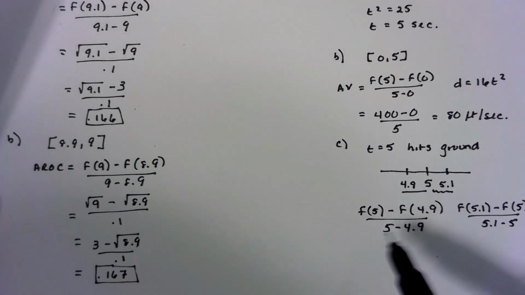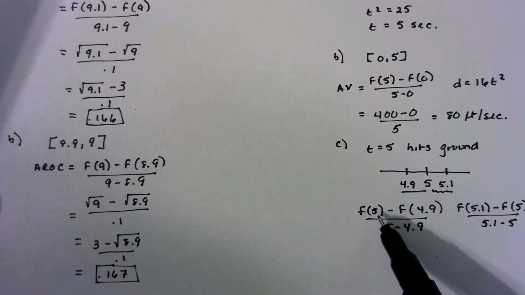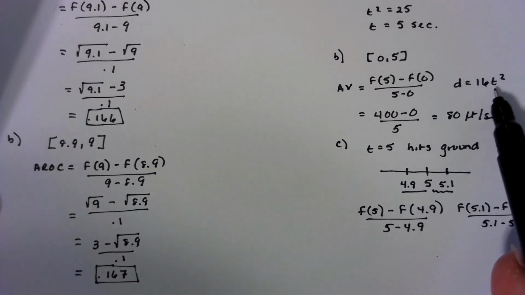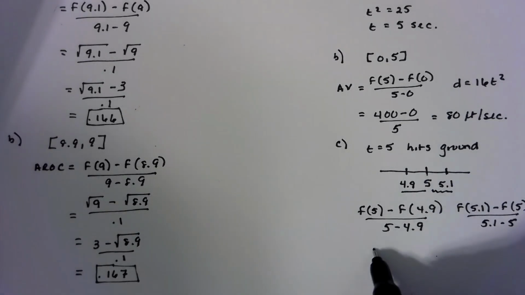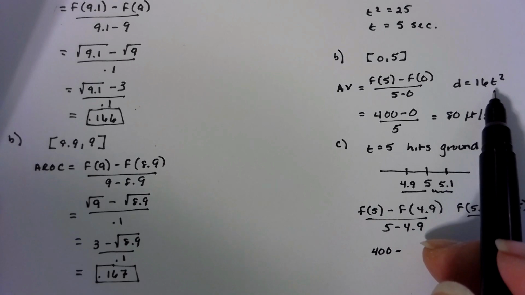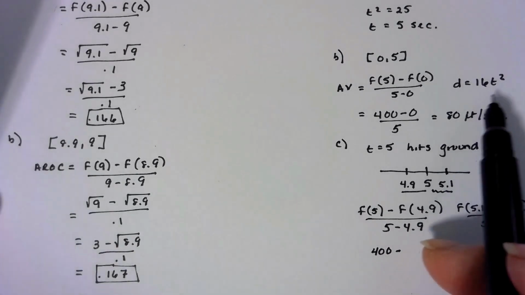Now f of 5 means I have to plug 5 into my function. 25 times 16, so that's 400. And I have to plug 4.9 into that. So 4.9 squared times 16.